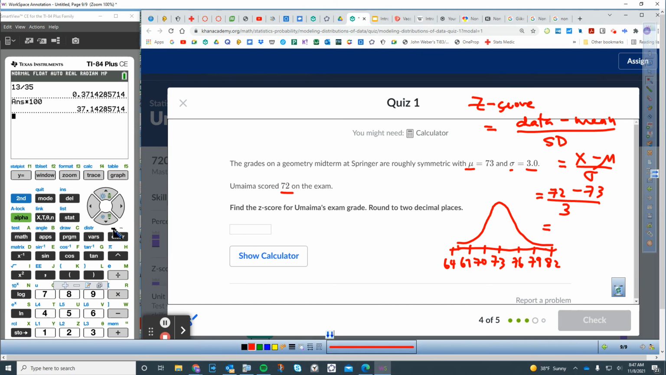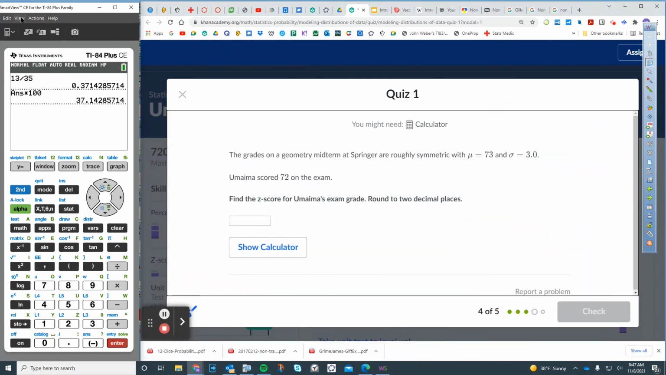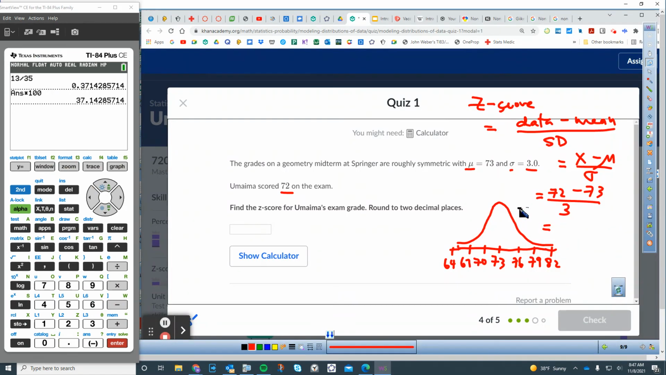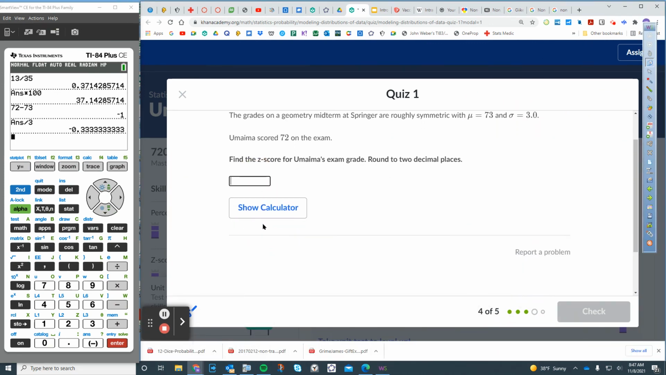So let's do the math here. Oh, I need to reword this and change this to always in front. And then, okay, so let's do this. We take 72 minus 73, whatever you get, -1, divided by 3 in the denominator. So we're supposed to round to the nearest 2 decimal places. So negative 0.33. Negative 0.33, 2 decimal places.